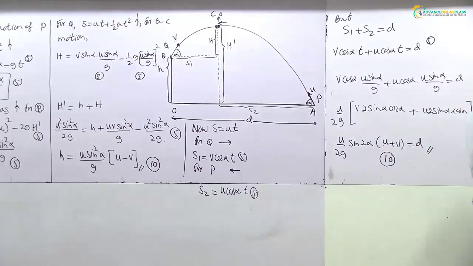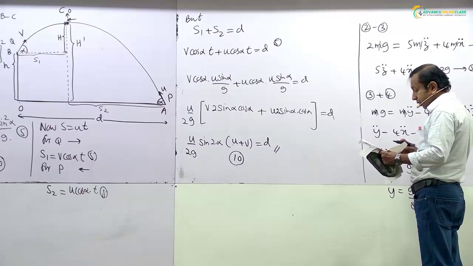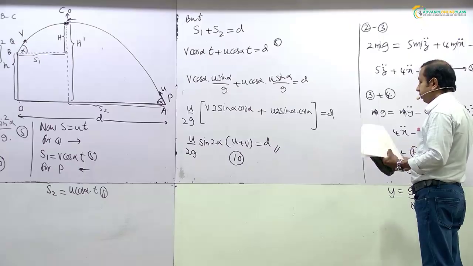Okay. Next one. Asking the question this way: hence, deduce if U equals V, in order to occur the collision in the above manner, particle Q should be projected from the point O. Right.